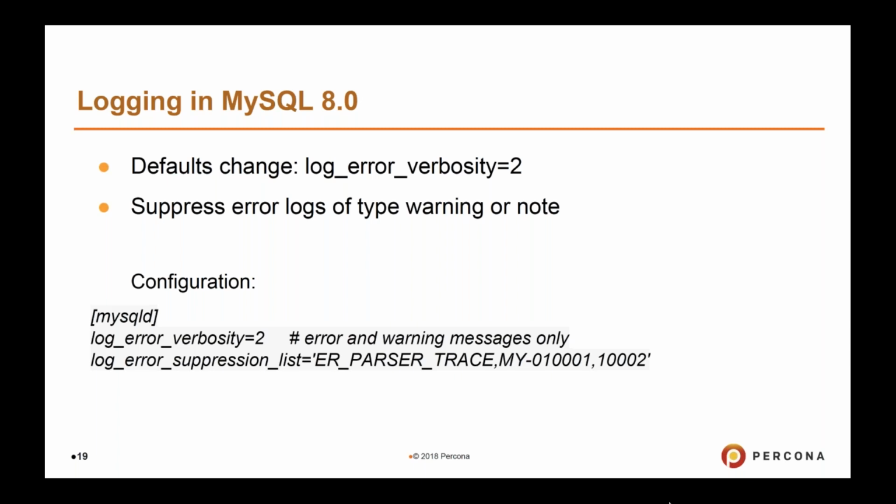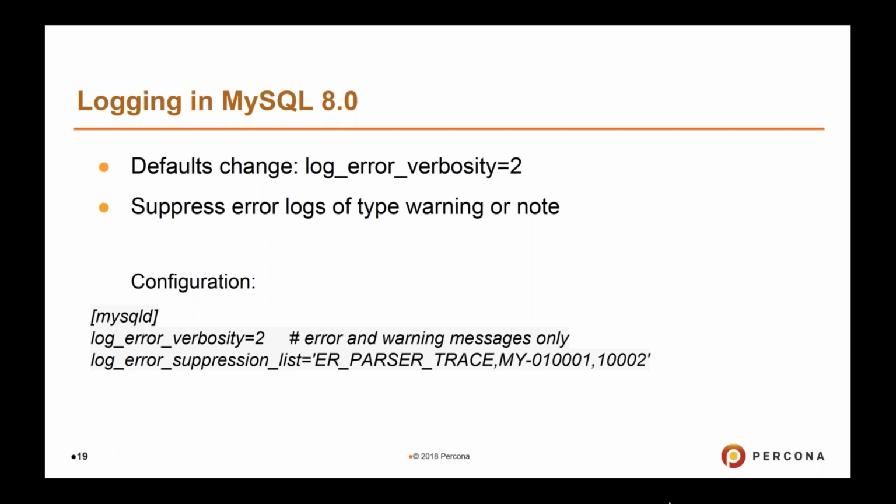And the next change is, let's say for some reason you want to debug or want more information for troubleshooting. In that case, I would suggest setting log_error_verbosity equal to 3, and that's how you'll get your notes as well, additional information. Another thing is that in 8.0 we have an option to suppress particular warnings, error messages or notes. All you need to do is depend on your log_error_verbosity.